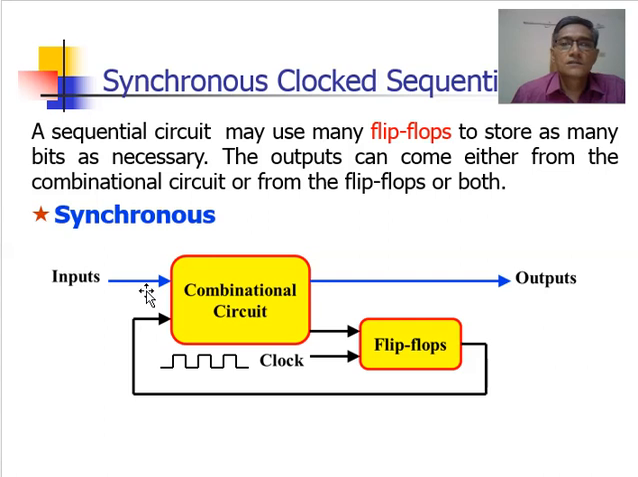Synchronous clocked sequential circuit consists of both combinational circuit as well as clocked flip-flops in the feedback path. So the output depends on both the present input as well as the previous states of each flip-flop that is available in the feedback path. So this is the clocked sequential circuit.